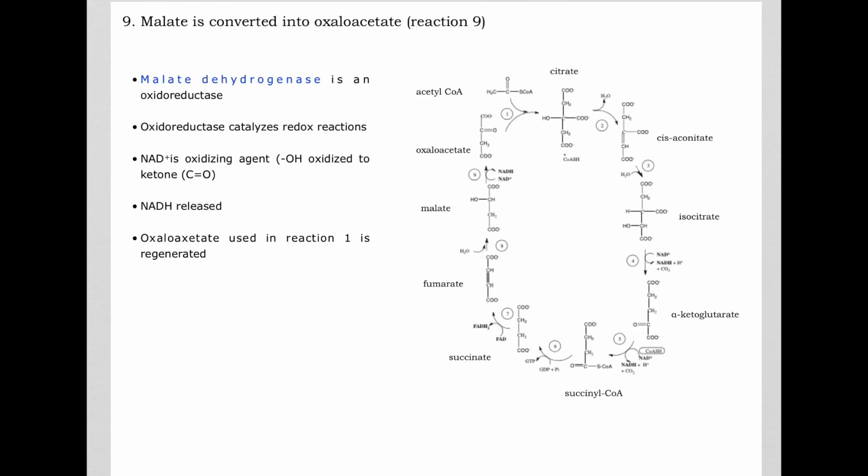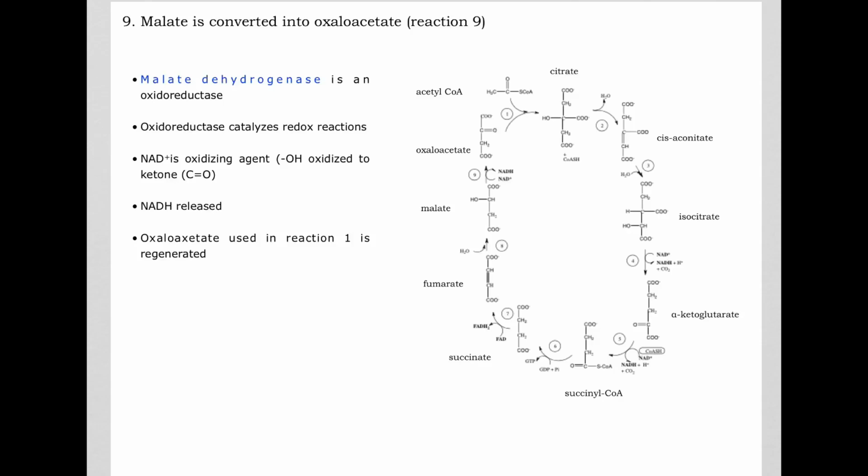In the next reaction, the hydroxyl group of malate is oxidized to a ketone, and malate gets converted into oxaloacetate. The enzyme that catalyzes this reaction, number 9, is called malate dehydrogenase. It's an oxidoreductase that catalyzes redox reactions, and here NAD is the oxidizing agent that oxidizes the alcohol of malate into the ketone of oxaloacetate.